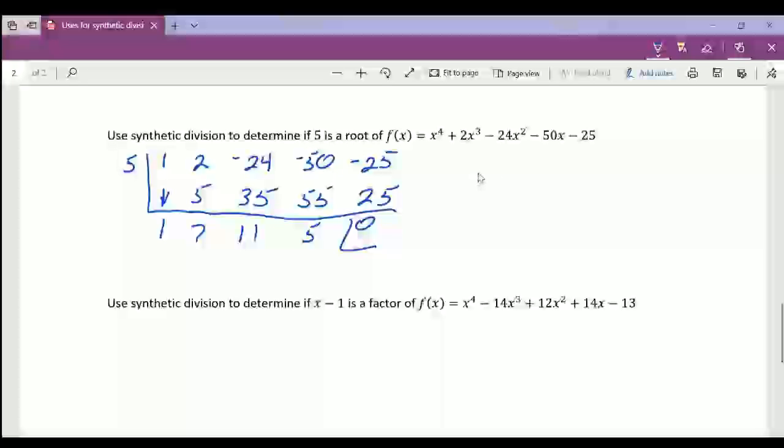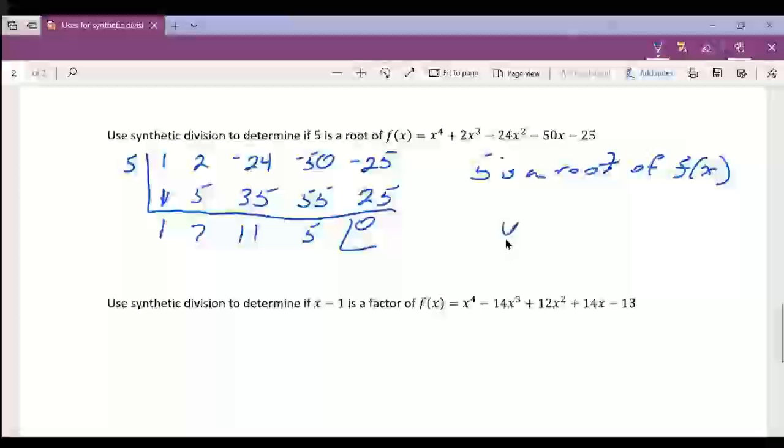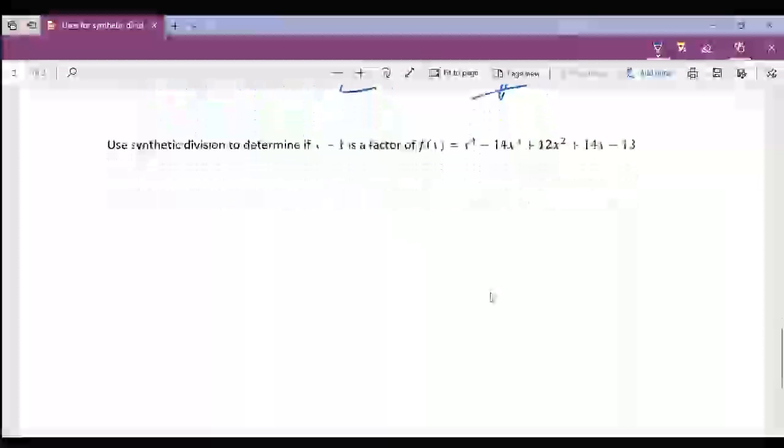Well, we could say 5 is a root of this particular f of x. Or in short, we can simply just say, yes, it is. Okay, two different questions, two completely different types of answers, though, that it's looking for, but the process to get there was exactly the same.